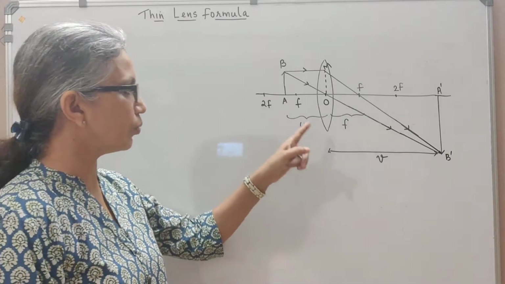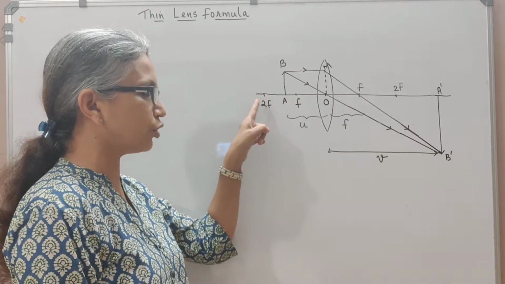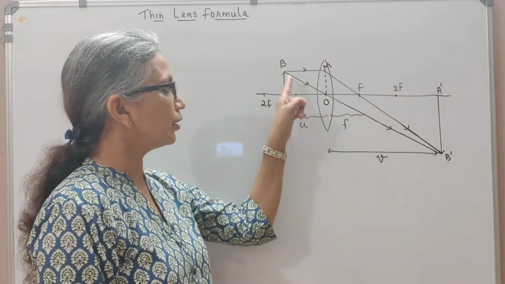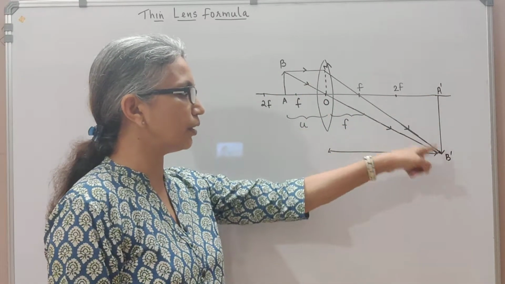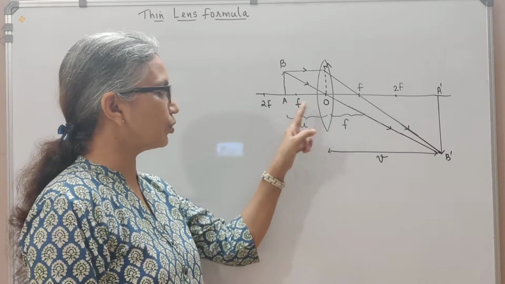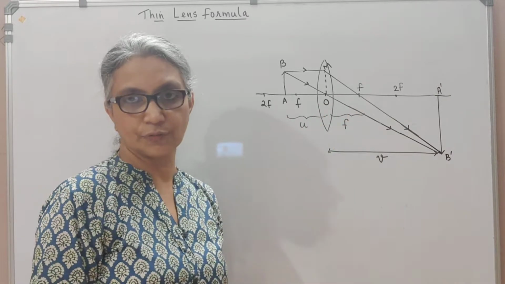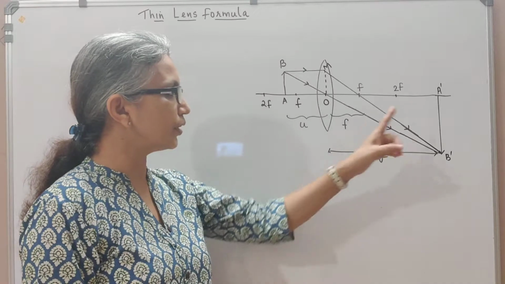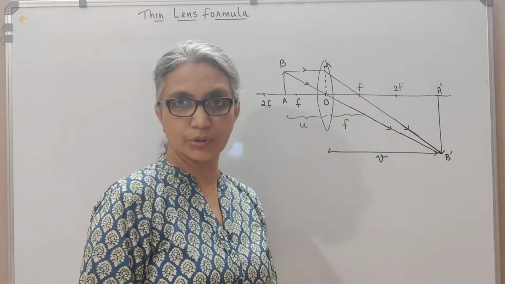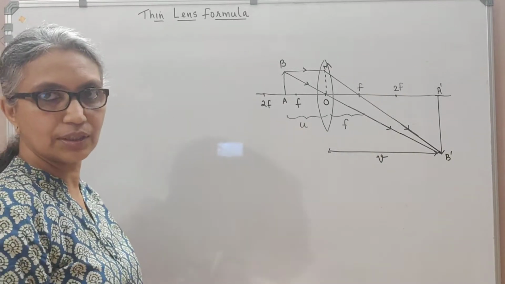Here I've taken a ray diagram where we've kept the object between the focus and the center of curvature, F and 2F. One ray goes parallel to the principal axis and passes through the focus, the other ray passes through the optic center, meeting beyond 2F. The distance of the object from the optic center is measured as u. From the optic center to the focus is the focal length f, and from the optic center to the image I have taken v. You see it is an inverted, real and enlarged image. Using this ray diagram, we are going to arrive at the thin lens formula.